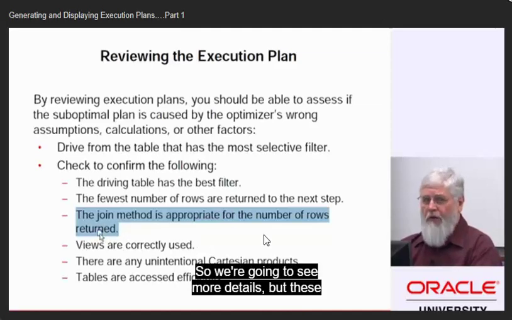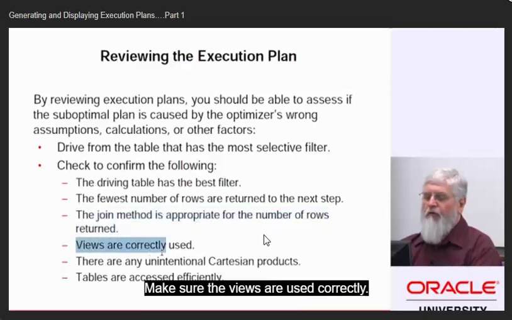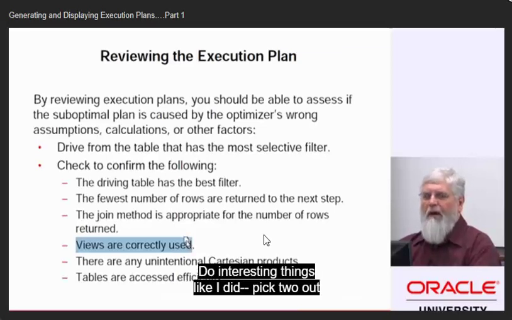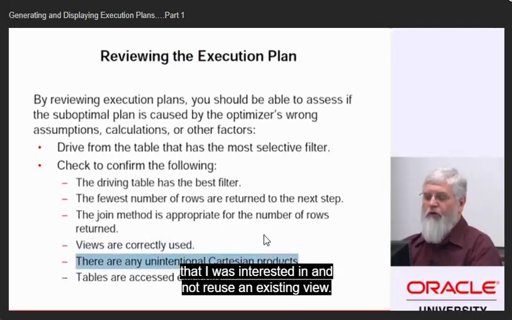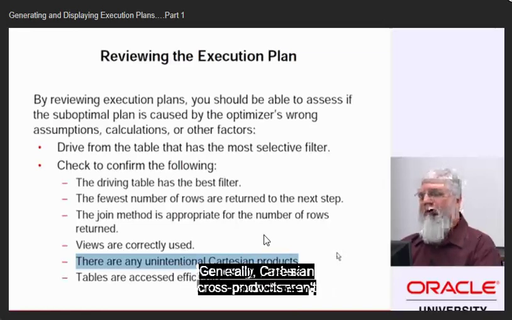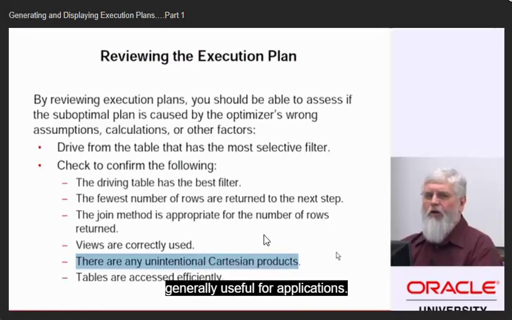Do interesting things like I did, pick 2 out of 9 tables being joined, which is inefficient. I should have put a view just on the 2 tables that I was interested in, not reuse an existing view. Generally, Cartesian cross products aren't useful for applications. Generally, they really mean we missed the join condition in a statement. There are very few exceptions to that, but there are exceptions.